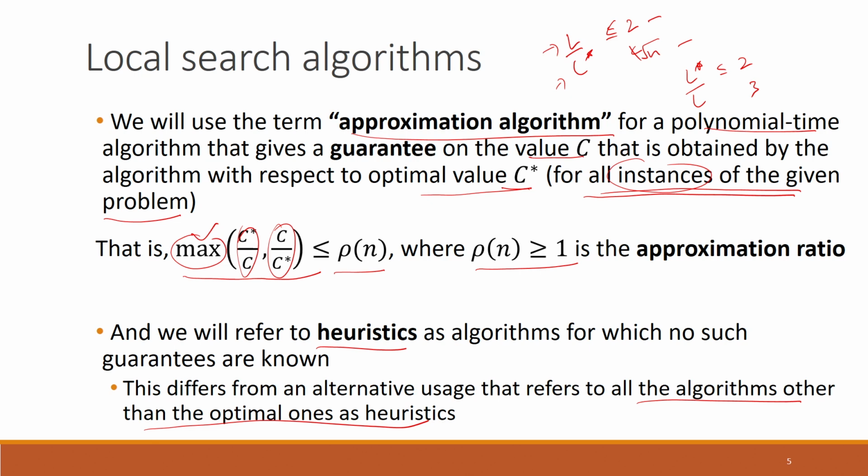Okay. But then we have problems like minimum spanning tree and the shortest path problem, for which we know the optimal algorithms. For example, for the minimum spanning tree we had Prim's algorithm and Kruskal's algorithm, and for the shortest path problem we have Dijkstra's algorithm. So, in some literature all the algorithms other than the optimal algorithms are referred to as heuristics, but we will not be going into that notation. We will be having 3 categories of algorithms. One is the optimal algorithms which guarantee an optimal solution for all the instances of the problem. Then there are the approximation algorithms which give a guarantee on the value that is obtained with respect to the optimal value, and then there are the heuristic algorithms for which no guarantees are known.